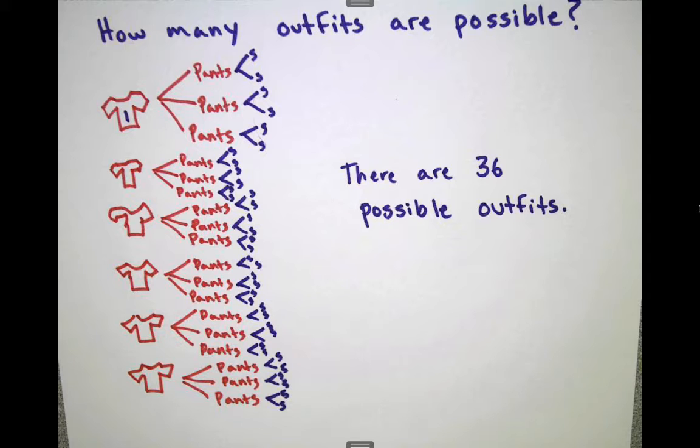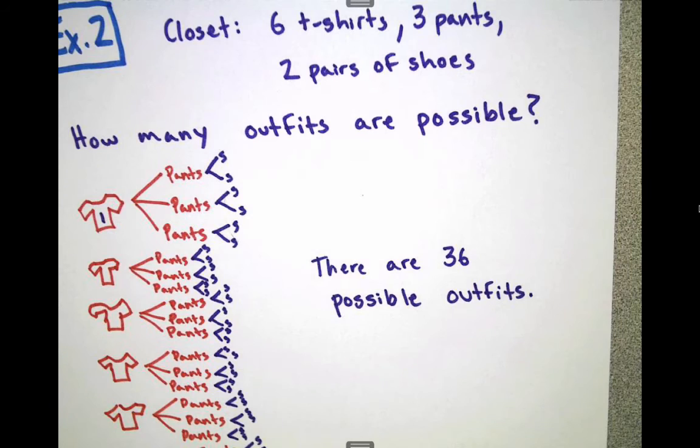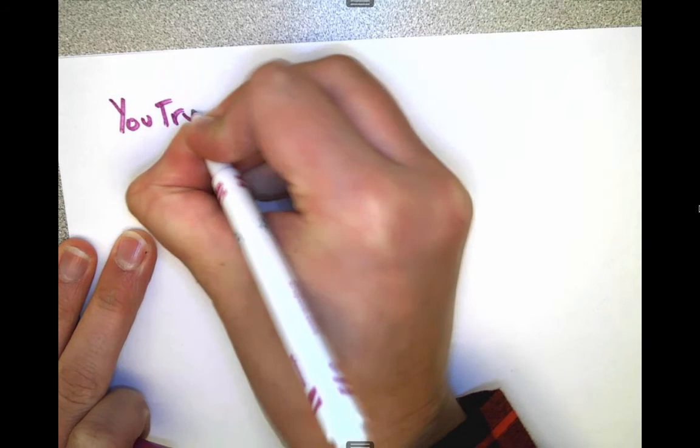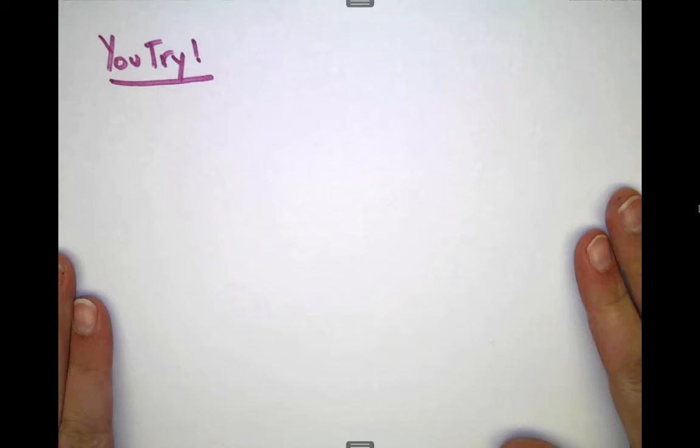36 possible outfits. Okay, so now it is time for you to try this on your own. You can choose to make a table or a tree diagram, that is up to you. But here is your you try for today. So go ahead and set this up. We're going to say you try. And for your you try, here is what you're going to be doing.